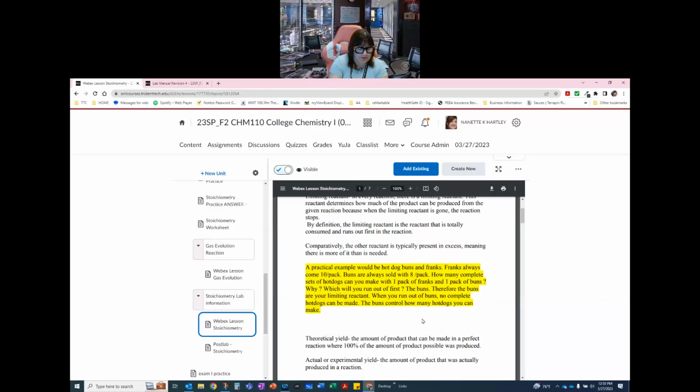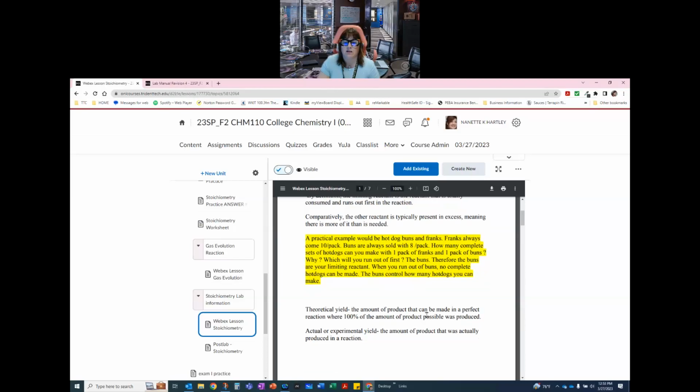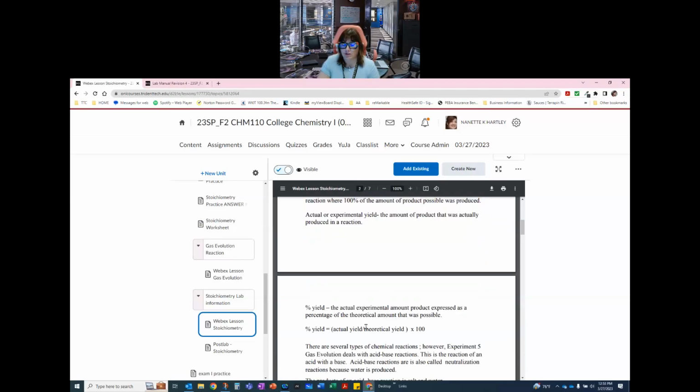Now remember our theoretical yield, and we're going to define this over and over and over again because we use it all the time. Pretty much, if you're in the physical laboratory, you would be calculating the percent yield from here on out. So this is something that we do a lot. Actual yield over theoretical yield times 100.